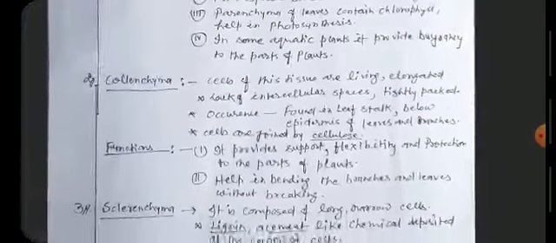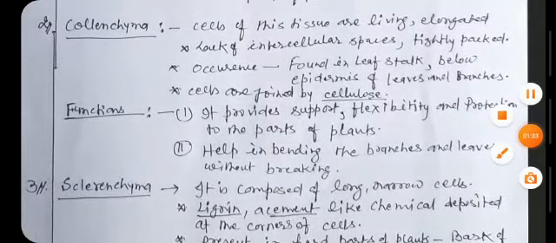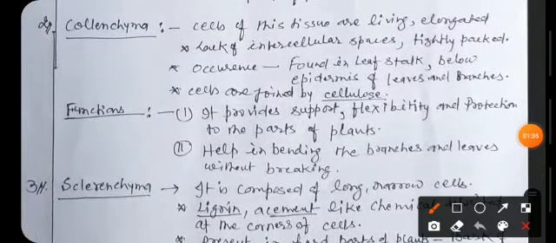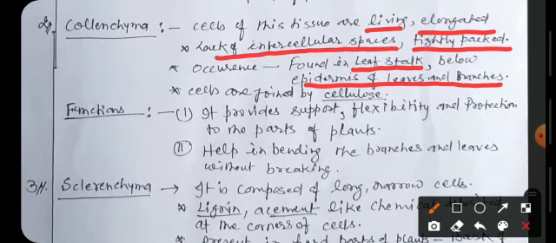The second type of simple permanent tissue is collenchyma. Come on board the arrangement of these collenchymatous cells. Cells of this tissue are living, elongated, and in their arrangement there is a lack of intercellular spaces. That is why they are tightly packed, a tight arrangement of the cells. This tissue is present in the leaf stalk and below the epidermis of leaves and branches. The cells are joined together by the deposition of cellulose.